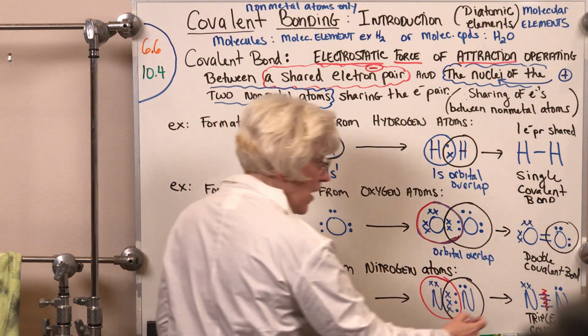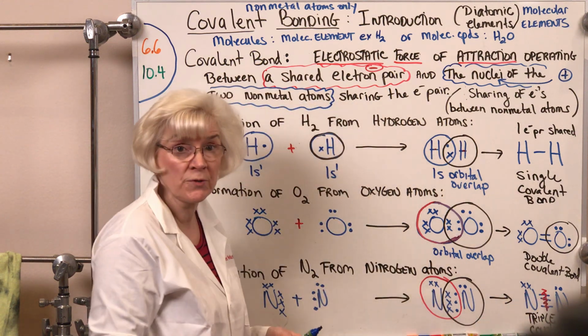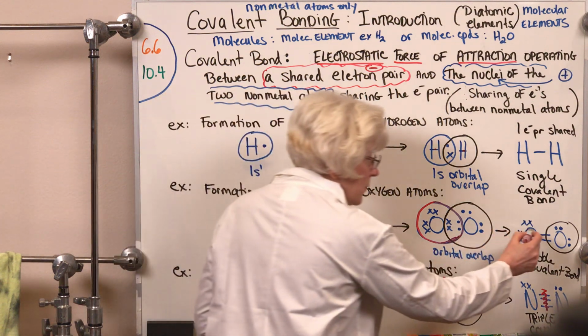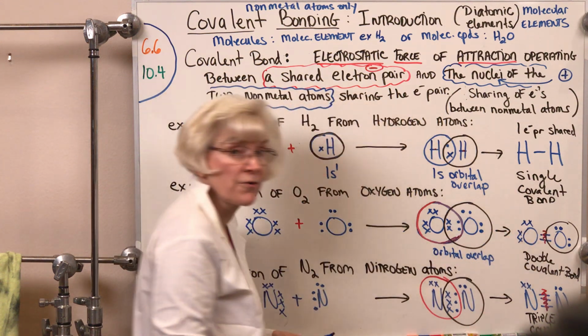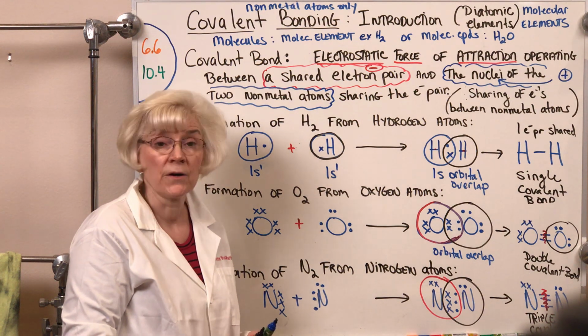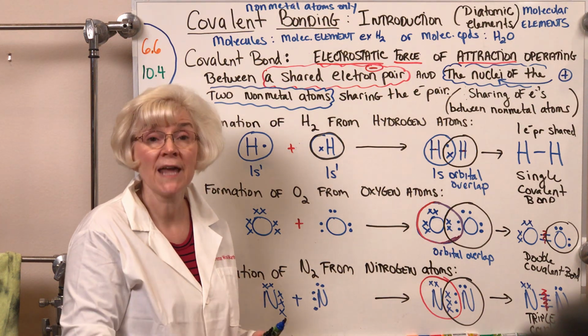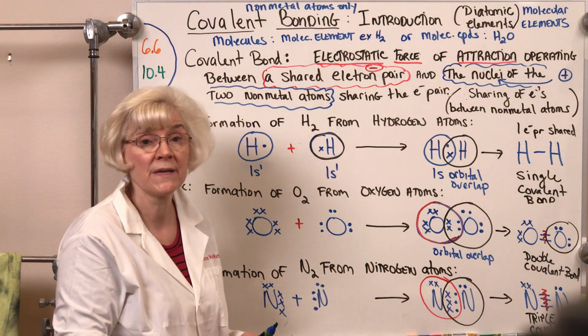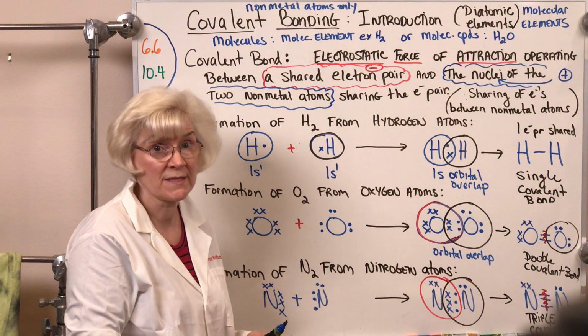So it's going to be harder to break that triple covalent bond holding nitrogen atoms together than it would be to break the double covalent bond holding oxygen atoms together. So oxygen is a more reactive molecule than nitrogen, precisely because of the bonding that is present in the molecule.